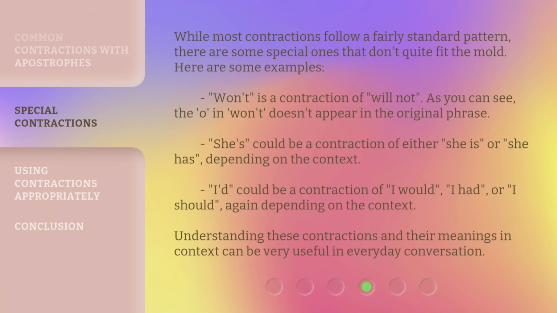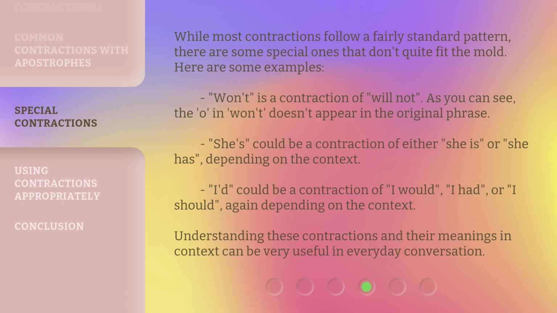While most contractions follow a fairly standard pattern, there are some special ones that don't quite fit the mold. Here are some examples. Won't is a contraction of will not. As you can see, the O in won't doesn't appear in the original phrase.